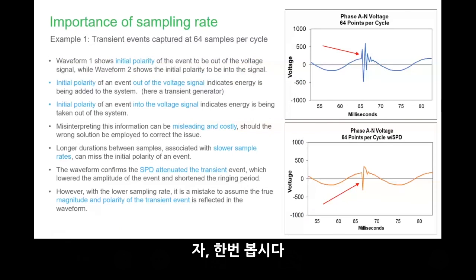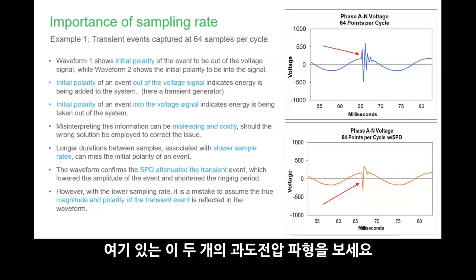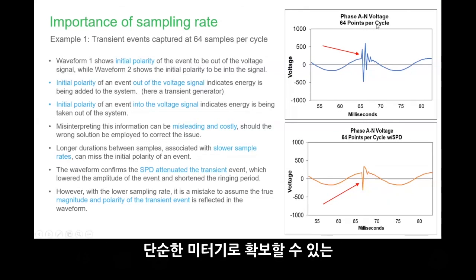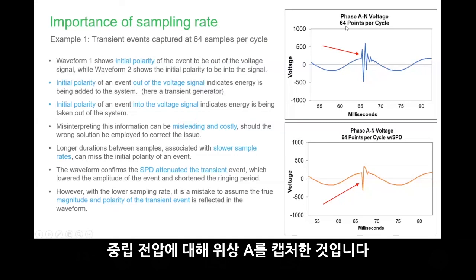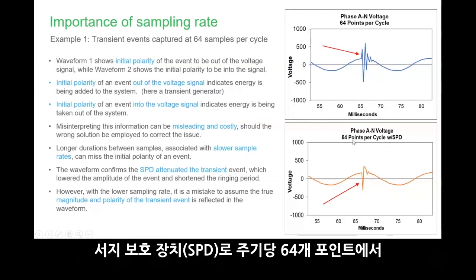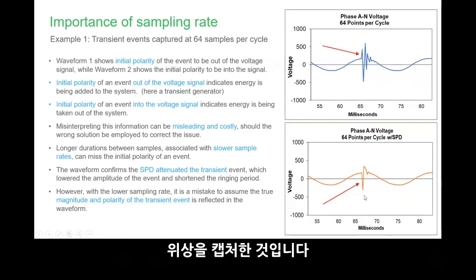In order to capture the transient, what is very important is the samples per cycle, the sampling. Take a look at these two transient waveforms over here. They are both captured with 64 points per cycle, the lowest point of measurement that you can have for a simple meter. This is the phase A to neutral voltage captured at 64 samples per cycle. And this is the same thing, 64 points per cycle, with SPD surge protection devices.